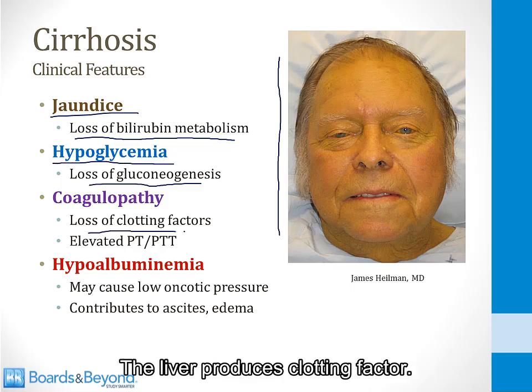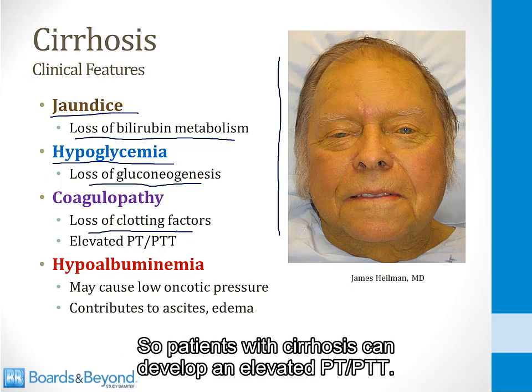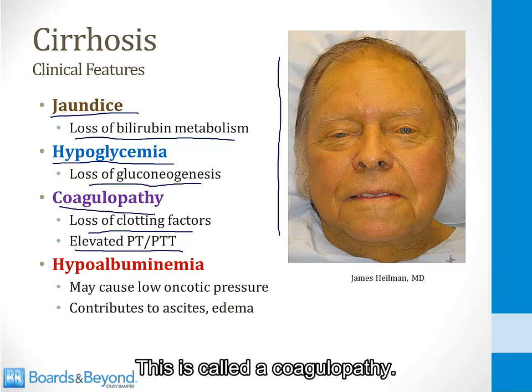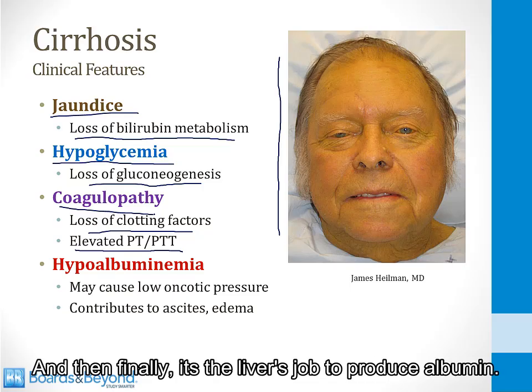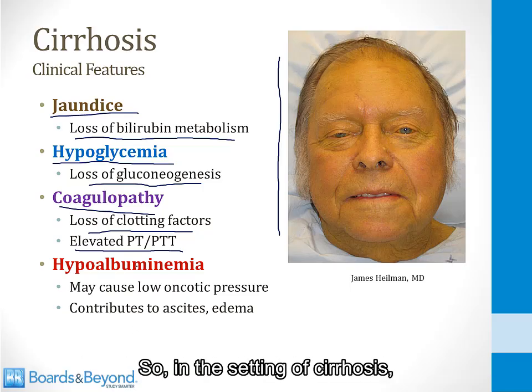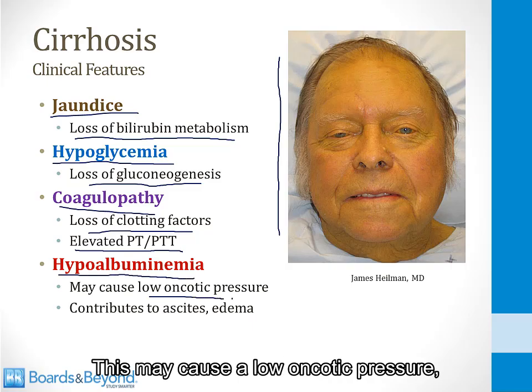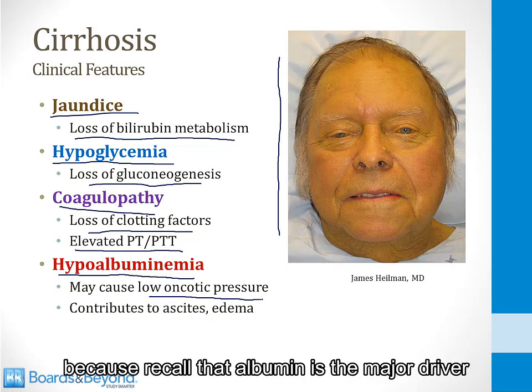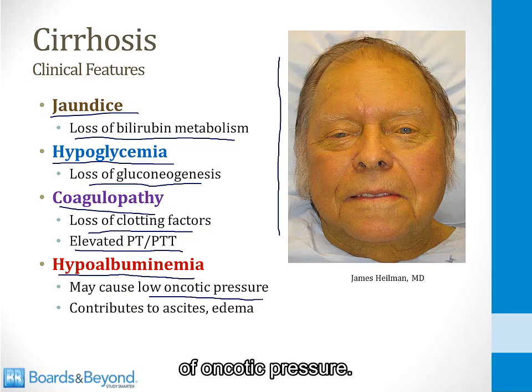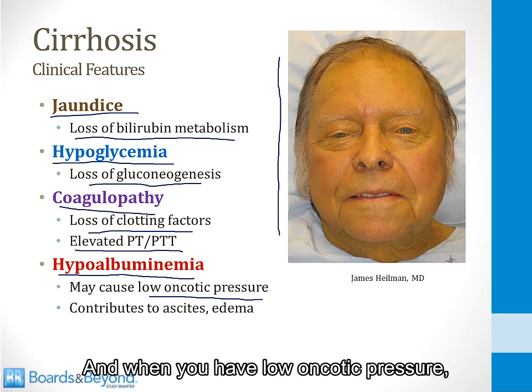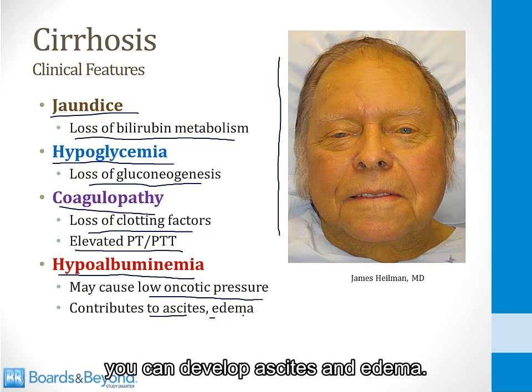The liver produces clotting factors, so patients with cirrhosis can develop an elevated PT-PTT. This is called a coagulopathy. And then finally, it's the liver's job to produce albumin. So in the setting of cirrhosis, patients can develop hypoalbuminemia. This may cause a low oncotic pressure because recall that albumin is the major driver of oncotic pressure. And when you have low oncotic pressure, you can develop ascites and edema.